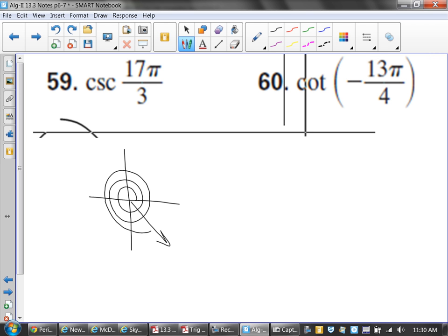But that's okay. Again, reference angle. What are you left with? Pi over 3. Good. So you're looking at a pi over 3 angle. You're working with cosecant, so it's the inverse of sine. Is sine positive or negative in the fourth quadrant? Negative. All right. So the answer is going to be negative something. When I'm working with a pi over 3 angle, I'm working with which one? I'm working with the 60.